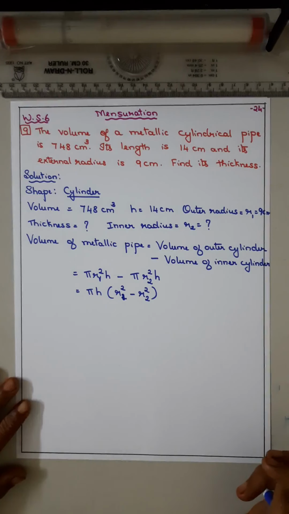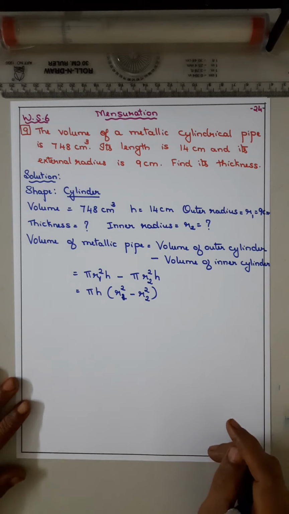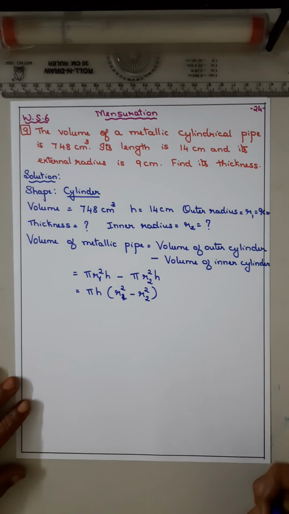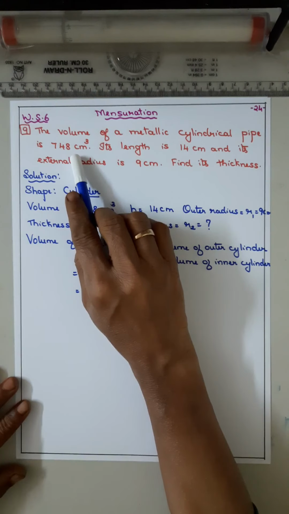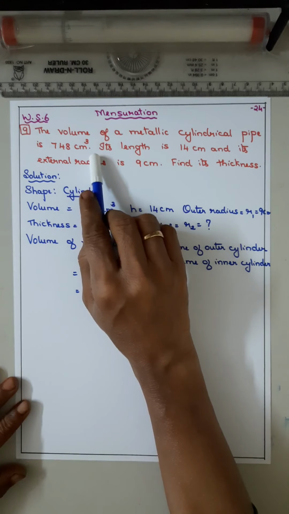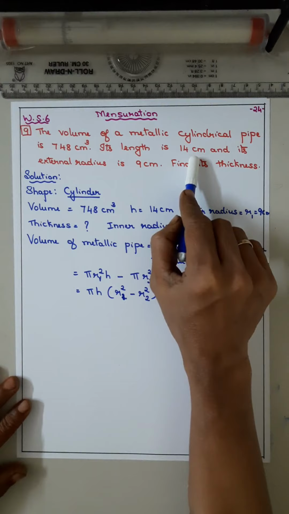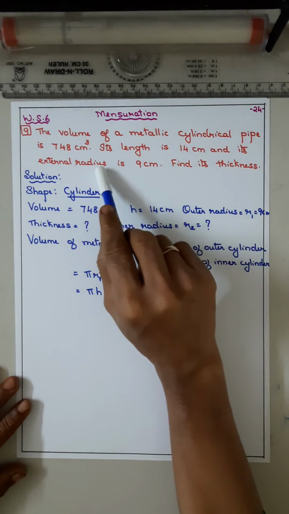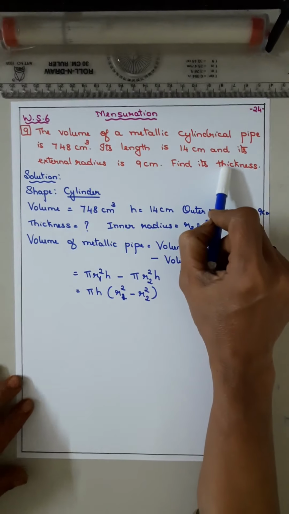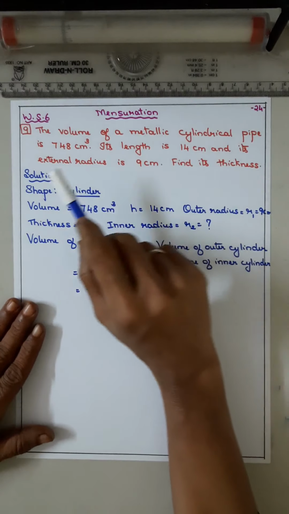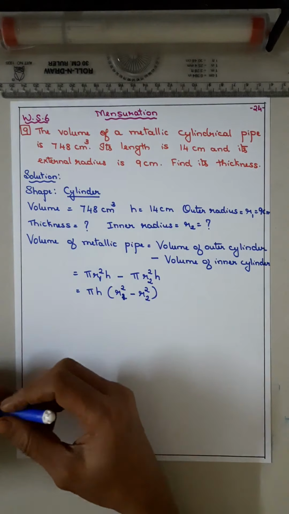8th standard students. Today we'll discuss the lesson mensuration. Coming to the worksheet 6 questions. Question number 9. The volume of a metallic cylindrical pipe is 748 centimeter cube. Its length is 14 centimeter and its external radius is 9 centimeter. Find its thickness. Okay, so first, write the solution.